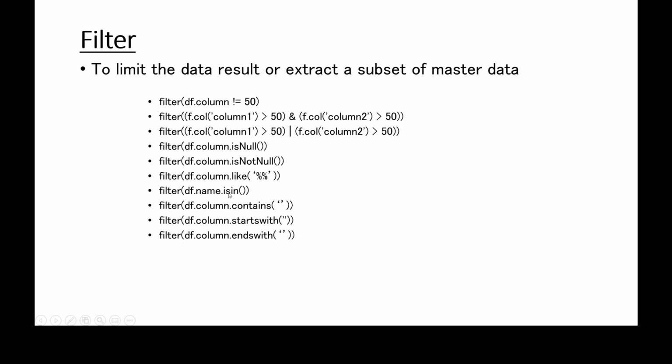The next one is in. If you want to compare the value of a column with a list of values, and if the column contains any one of the values in the list, then that record can be returned. Then we can go for the isin operator. The next one is contains. If you want to search for a particular string in a column, then we can go for this one. And if the column contains a value that starts with a particular string, then we can go for startswith. Similarly, if a column holds a value that ends with a particular string, then we can go for endswith.